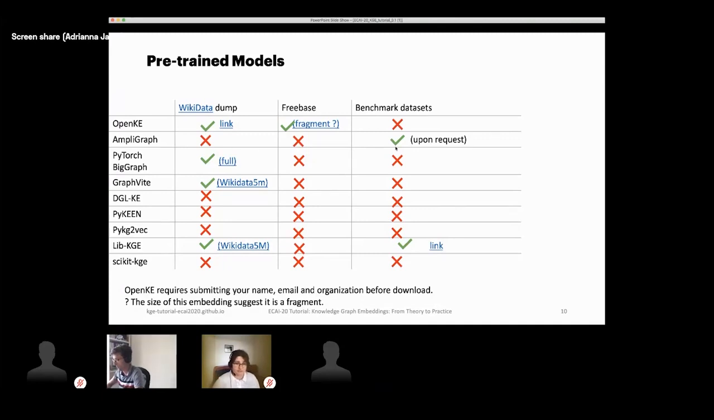For example, Wikidata is available for OpenKE, PyTorch BigGraph, and GraphVite, LibKGE; some fragments of Freebase are available for OpenKE. Some libraries also offer benchmark datasets and pre-trained models. So this is yet another aspect.